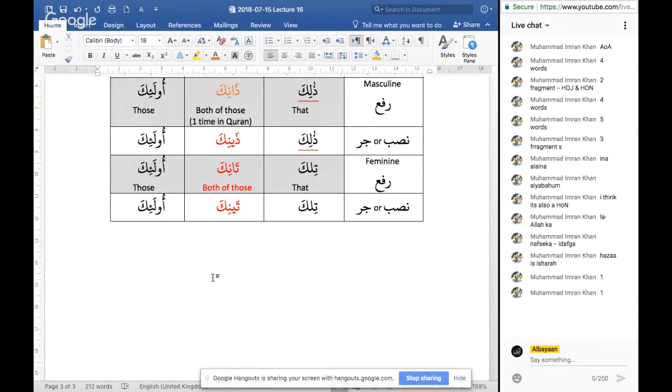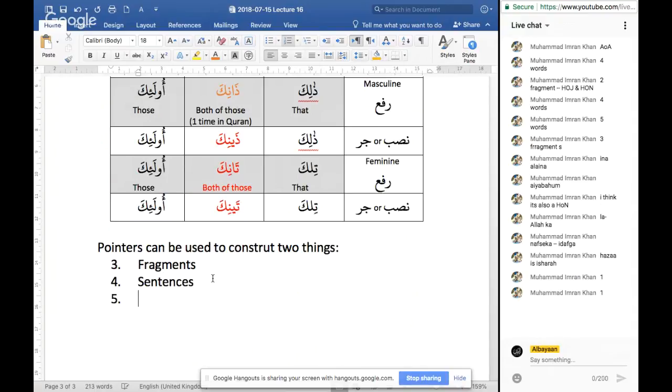So first, what I'm telling you here is pointers are used to construct two things. Number one, fragments. Number two, sentences. Okay? Two things. This is what pointers are used to construct. So we're going to look at how they look in both cases. So let me start.